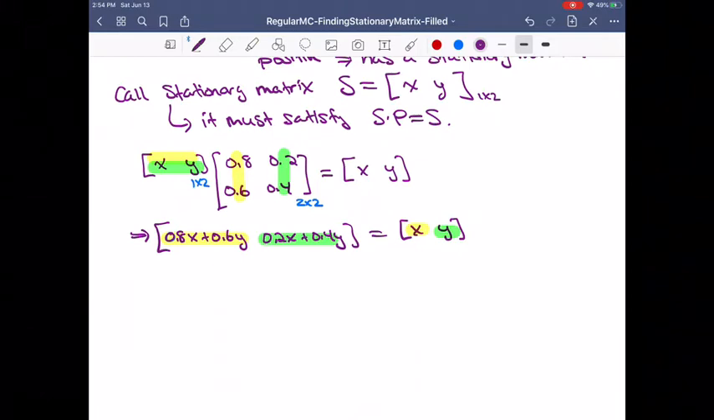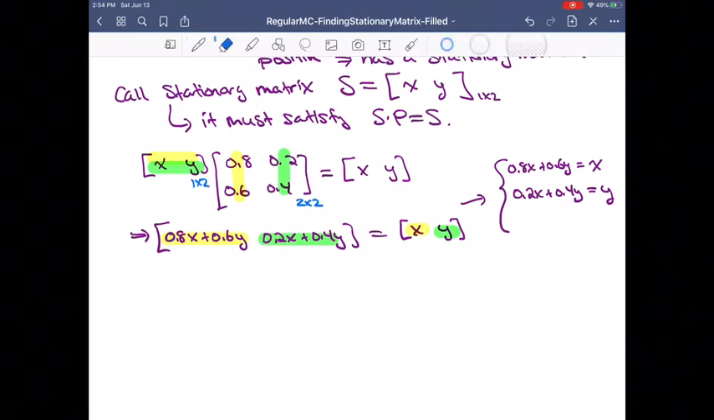So we actually get two equations. 0.8x plus 0.6y is equal to x, and 0.2x plus 0.4y is equal to y. So I get these two equations. These ensure that S is a stationary matrix.